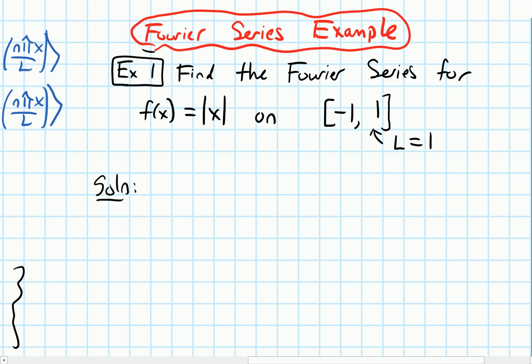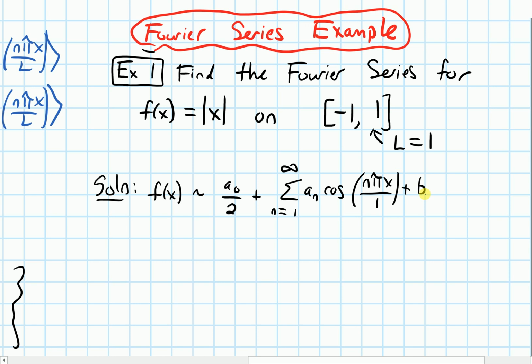So let's talk about how we solve this. We need to figure out what the coefficients are. So remember, we're trying to write f of x, we're trying to approximate it in the form a0 over 2 plus the sum from n equals 1 to infinity of a sub n times cosine of, in this case, n pi x over, our value of L is 1, so that's our denominator, plus bn times sine of n pi x over L, which is 1. Okay, so we are trying to find what the coefficients are.